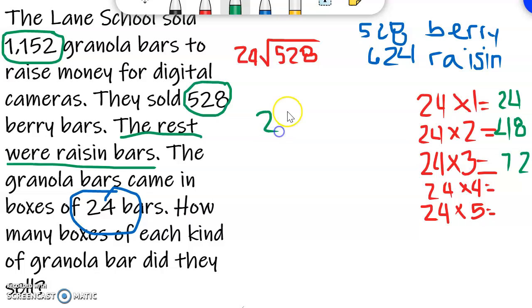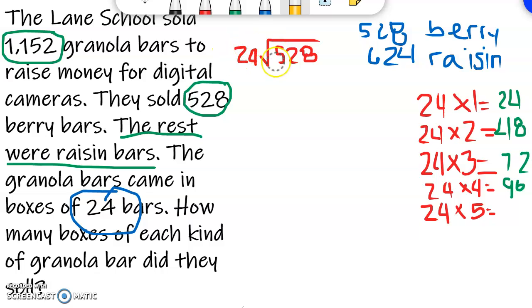So now I need 24 times 4. 4 times 4 is 16. When I regroup the 1, 2 times 4 is 8, plus 1 more is 9. So that's 96. Now I want to do a quick check and see if I can stop. Well, my first two numbers is 52. And I've gone up to 48, and then there's 72. So I think I can stop working on my cheat sheet and start using my division steps to divide.